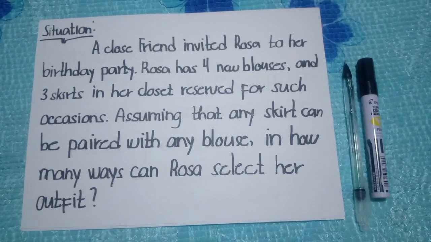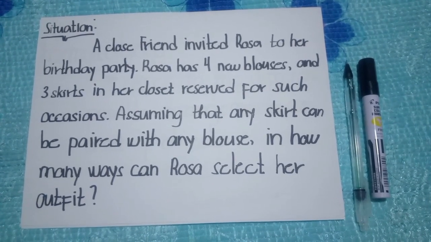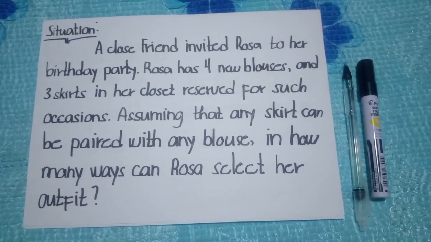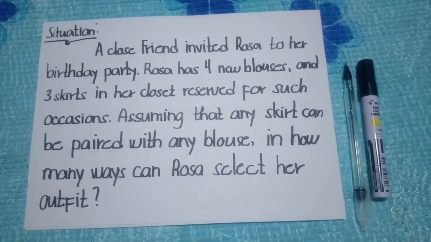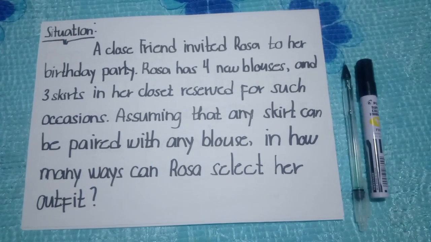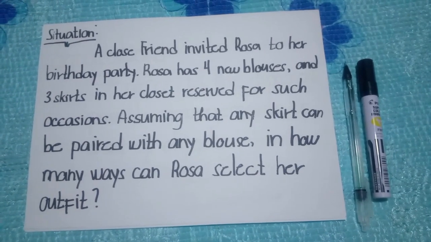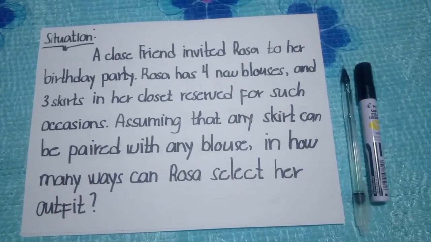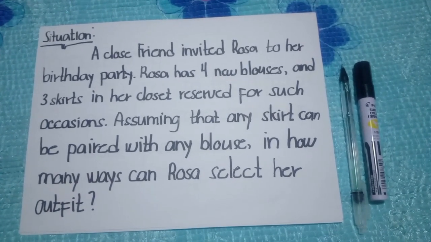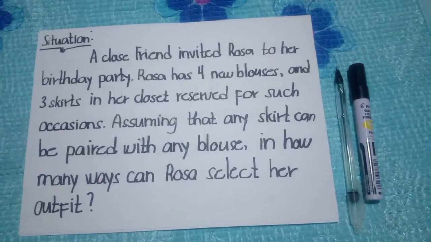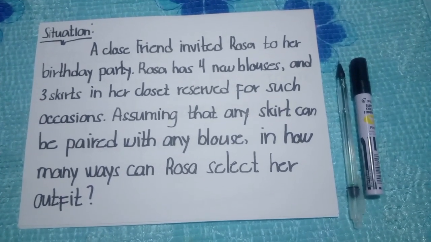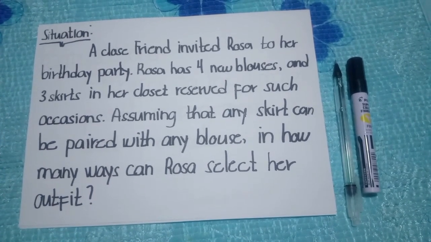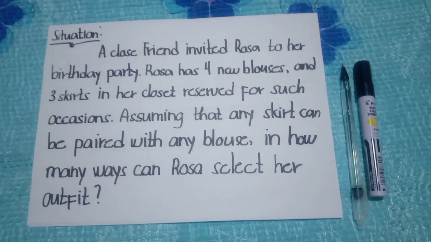A close friend invited Rosa to her birthday party. Rosa has 4 new blouses: stripes, with ruffles, long sleeve, and sleeveless, and 3 skirts: red, pink, and black, in her closet reserved for such occasions. Assuming that any skirt can be paired with any blouse, in how many ways can Rosa select her outfit?